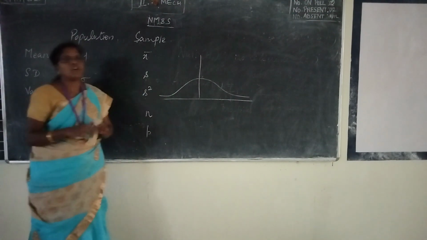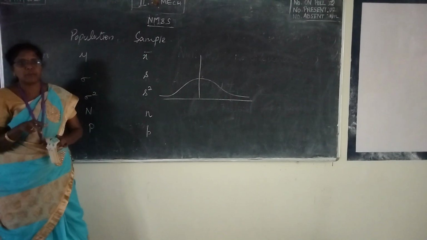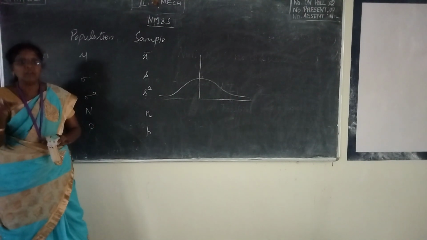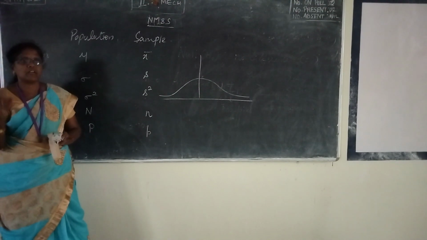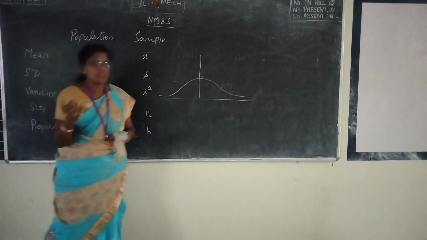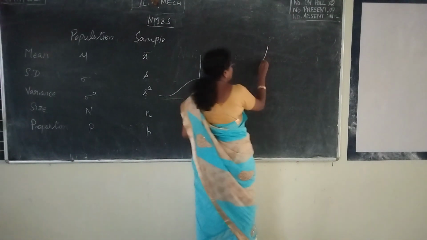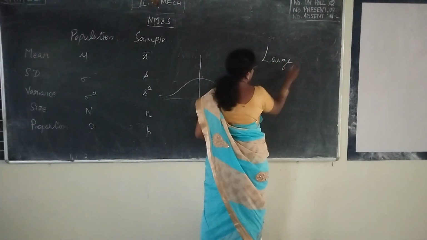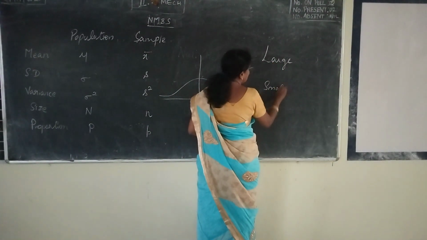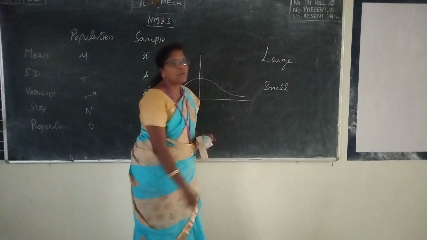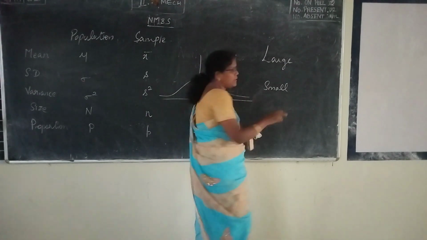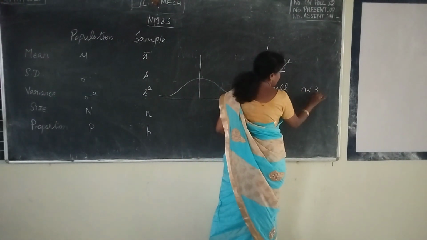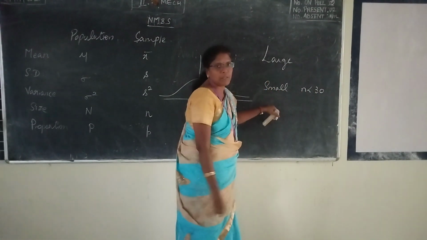We are not going to check for the entire population. From the population we are going to take a sample. For that sample only we are going to discuss, and based on that we are going to get the conclusion for the population. The sample can be divided into two: one is called the large sample and the other is called the small sample. To identify, if the sample size is less than 30, it is called a small sample.